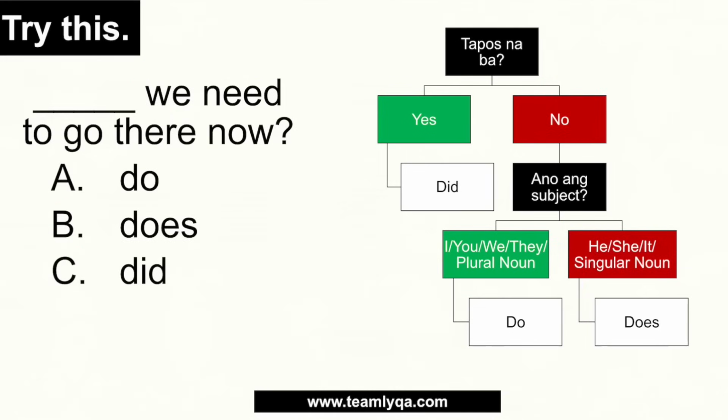Next. Yung ating next is blank, we need to go there now. Now, ito, meron ka ng clue kasi now daw. Ibig sabihin, ito ay hindi pa tapos. Now, tanong, sino ang subject? Ang subject mo ay we. So, kung we siya, the answer would be do. Do we need to go there now?